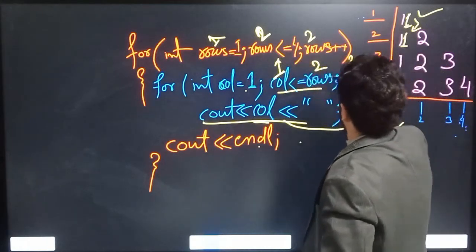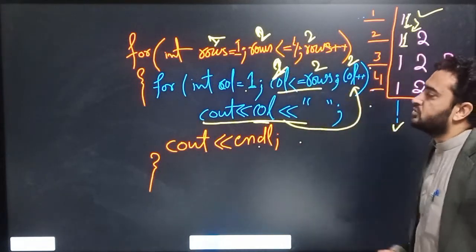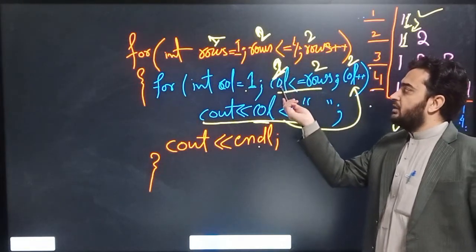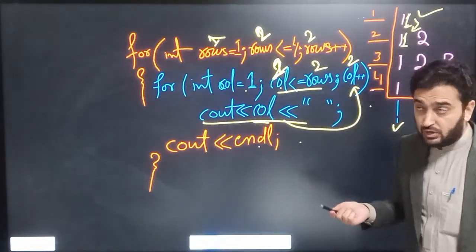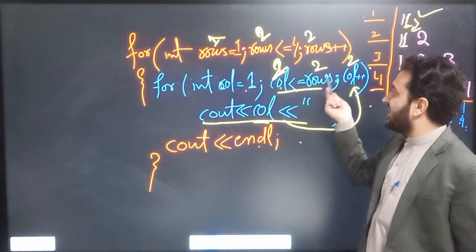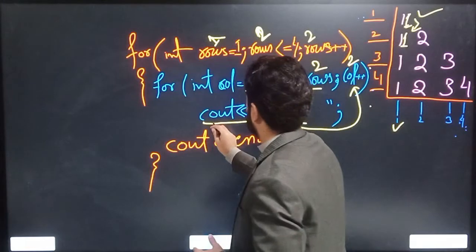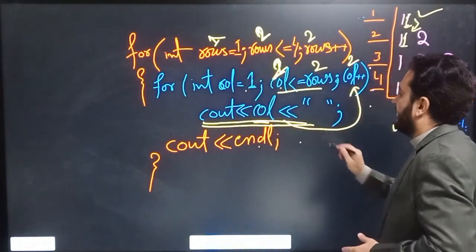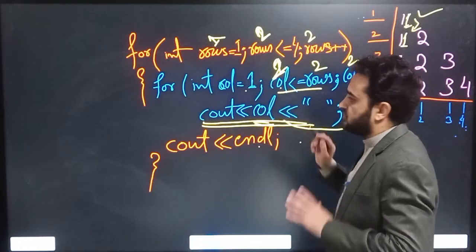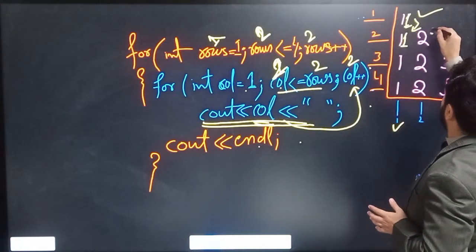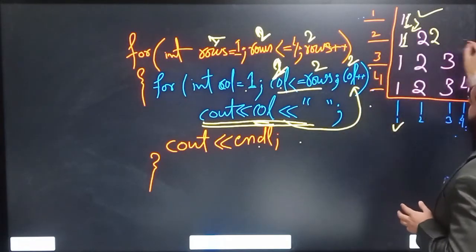So column will be updated to 2. Okay, so if column is updated to 2, then the condition will be checked against rows. Column and rows. So column is equal to 2, is less than or equal to rows, which is equal to 2 again. Yes, 2 is equal to 2. So the condition will become true, and this statement will again be executed. So what is the value of column now? The value of column now is 2. So we will see 2 here on the screen, and a space along with it.